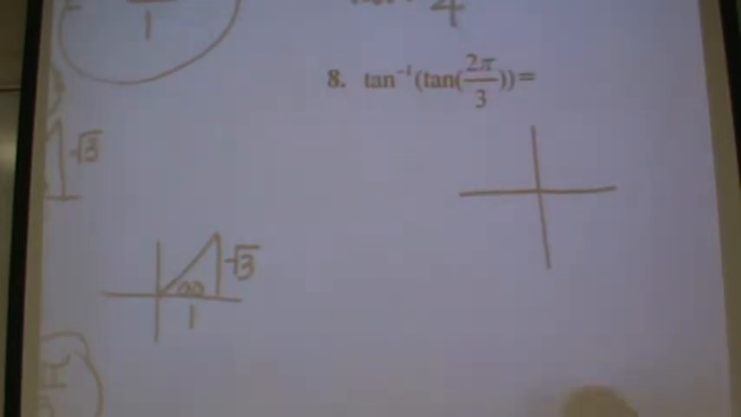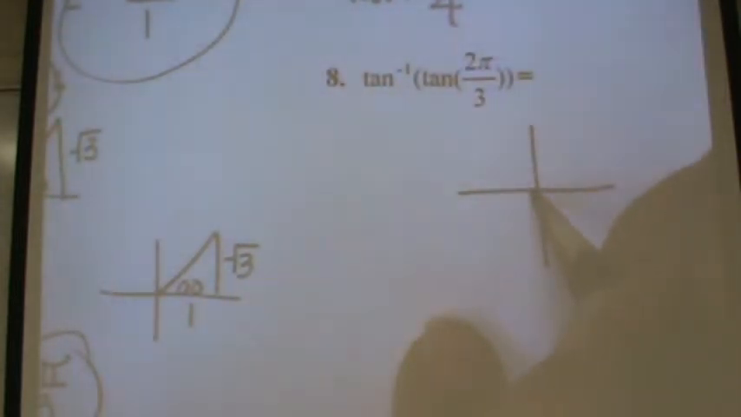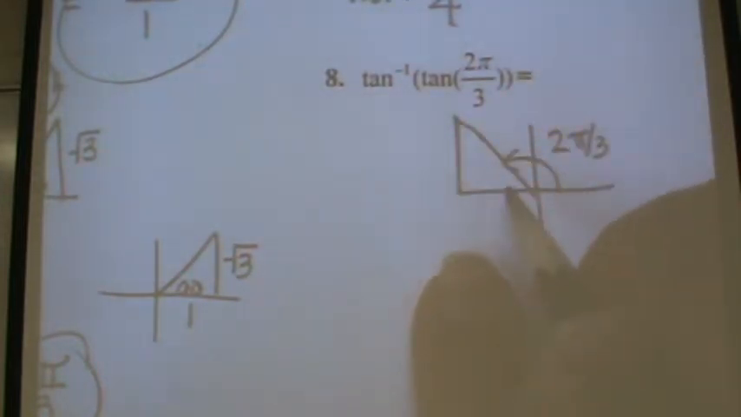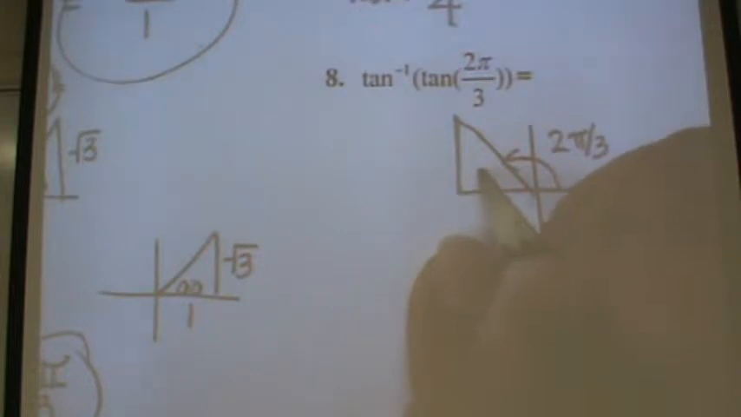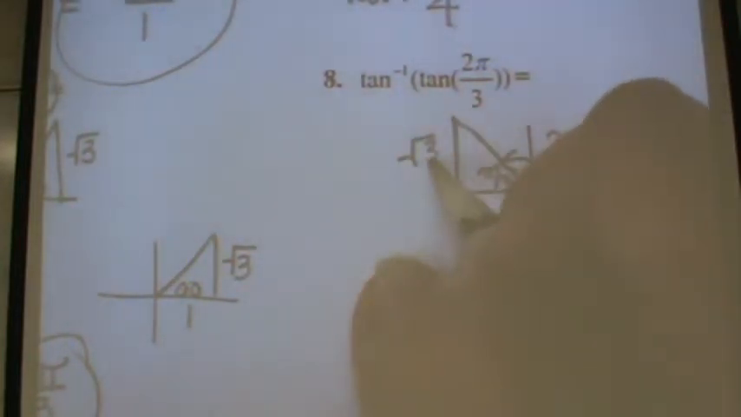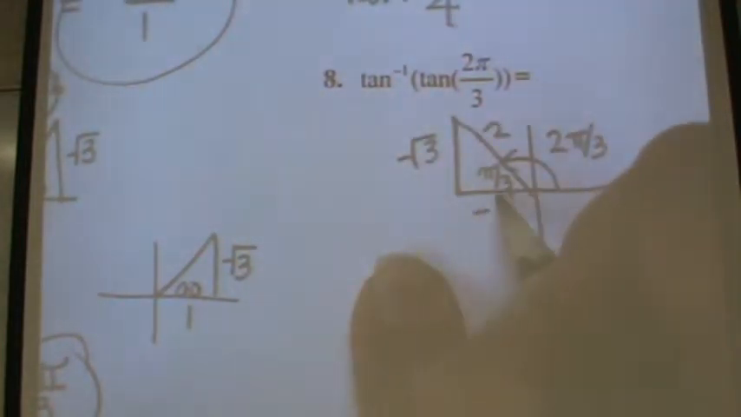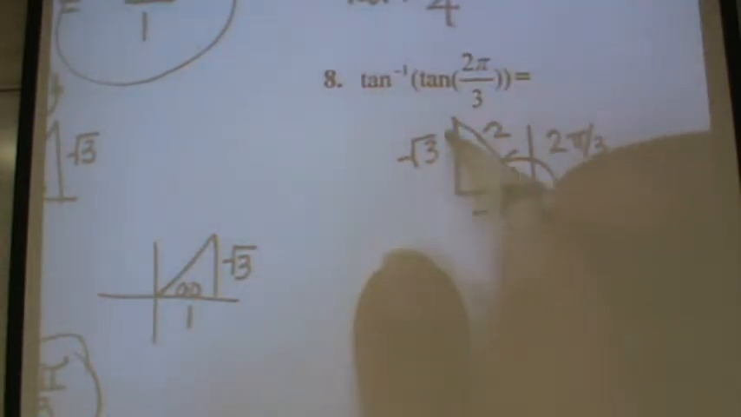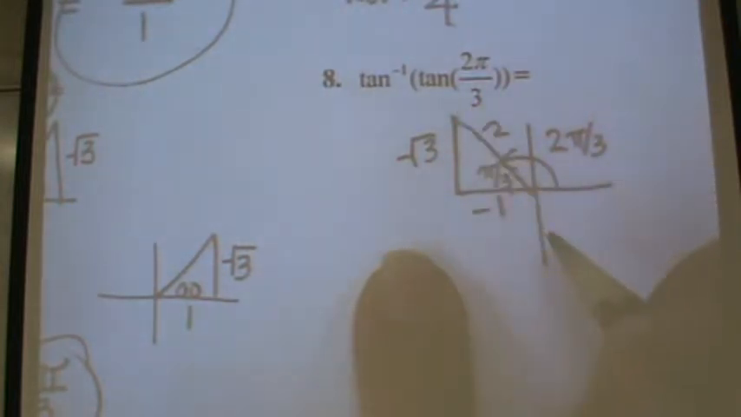Back to this one. Where's 2 pi over 3? So, I'm going to use my reference angle. What's the reference angle? Pi over 3. Is it 30 or 60? 60. So this is root 3, this is 2, and this is negative 1, because I'm in quadrant 2. You go left, x's are negative, y's are positive, and the radius is always positive, right? So these are the sides.